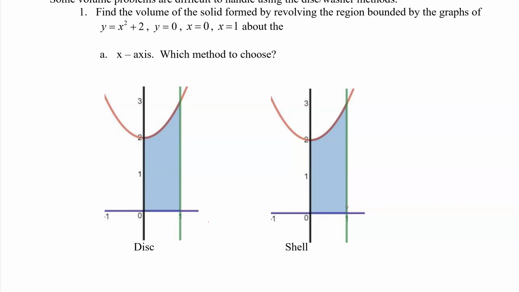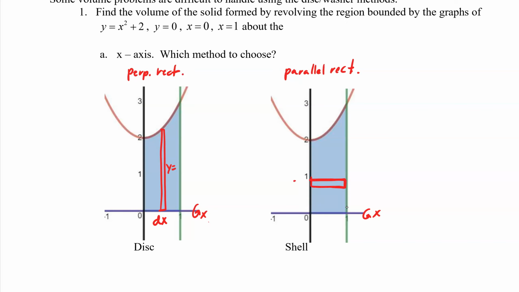If you're doing disks, we know that these have to be perpendicular, a perpendicular rectangle. And if you're doing shells, we know we need to use a parallel rectangle. So if we are rotating this about the x-axis like this, then this would be our rectangle for disks, because we have to go perpendicular, and we label it dx and y equals. And this would be our rectangle for shells, and we label it dy and x equals.